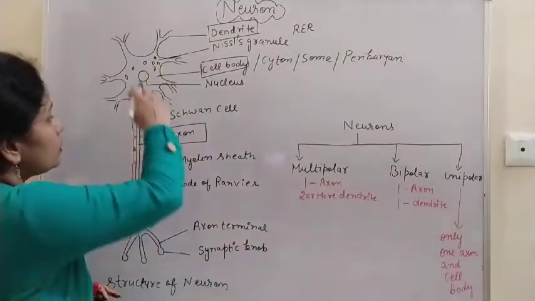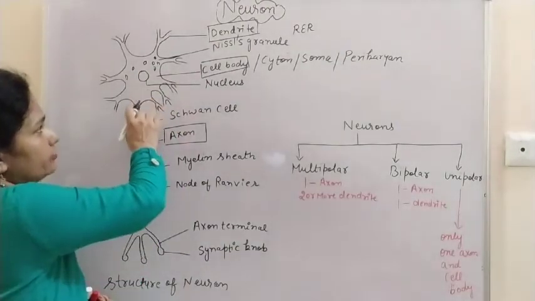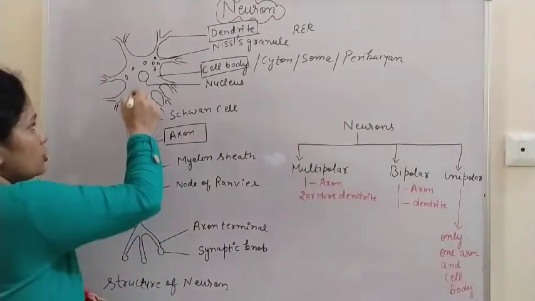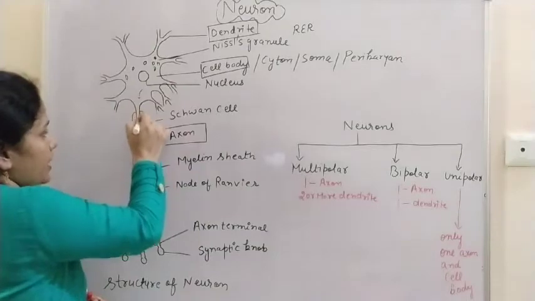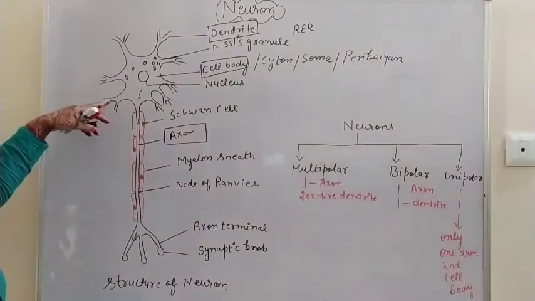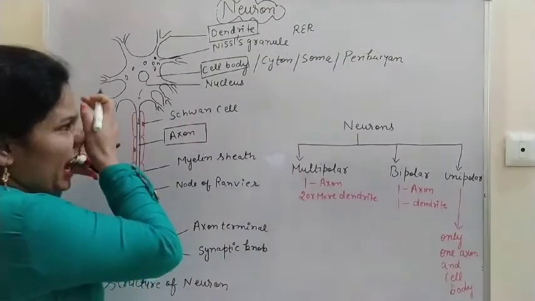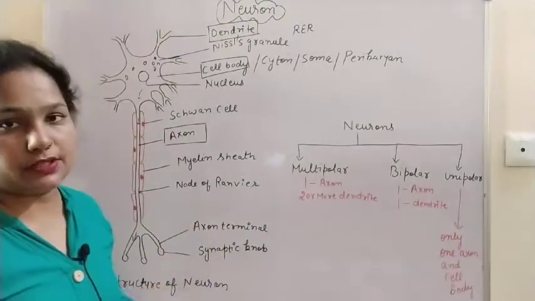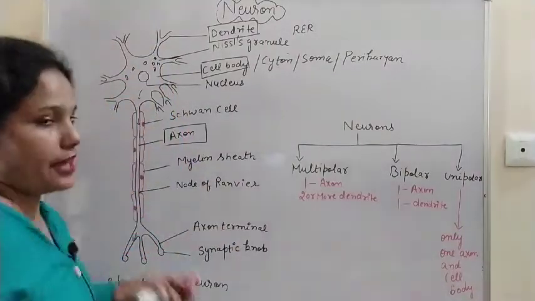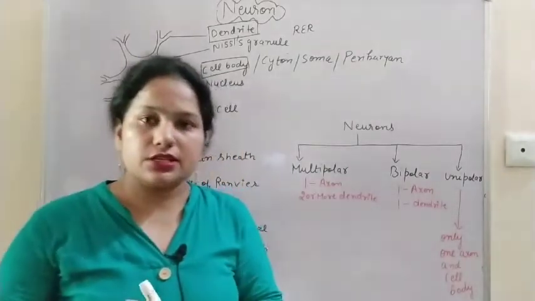synthesis. After that, a long fiber is arising from the cell body, that is the axon. It helps in the transmission of nerve impulse from the cell body to the nerve ending. And these small fibers are also arising from the cell body, and these are the dendrites. These dendrites are arising from the proximal part of the cell body. Firstly, try to understand what is proximal and what is distal.